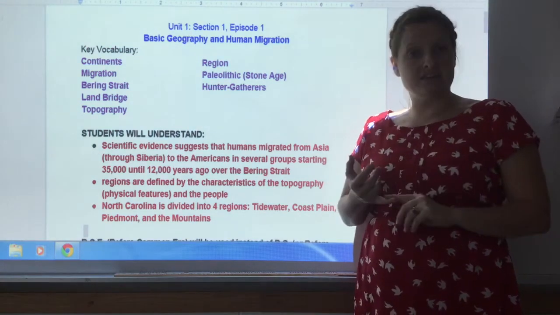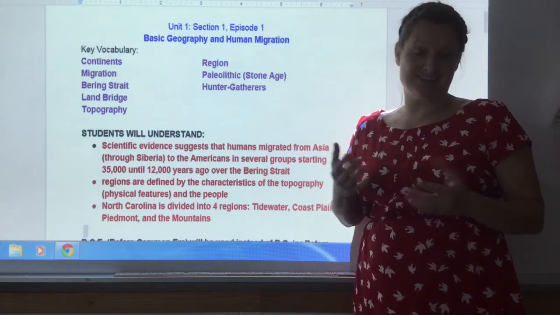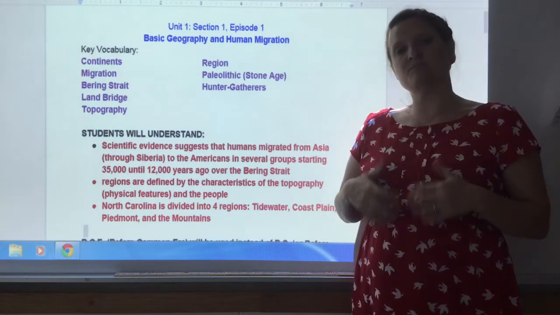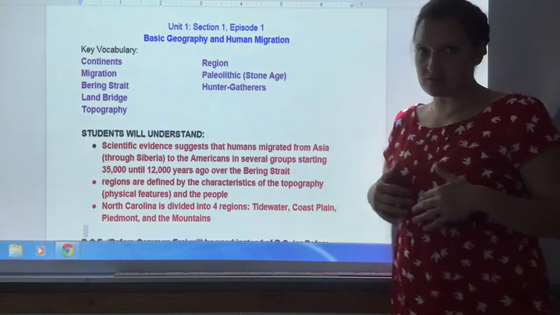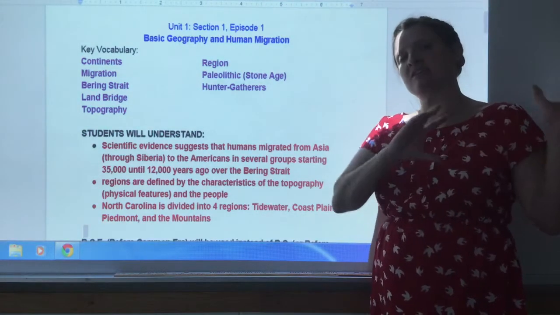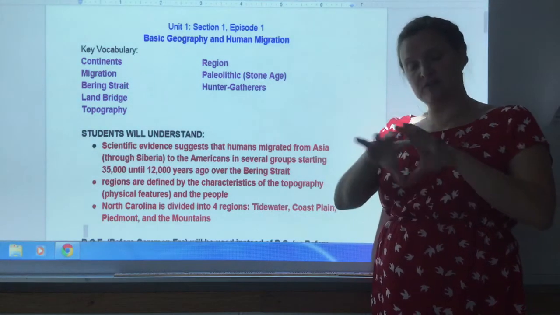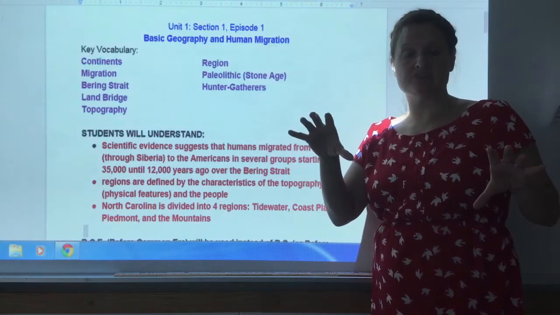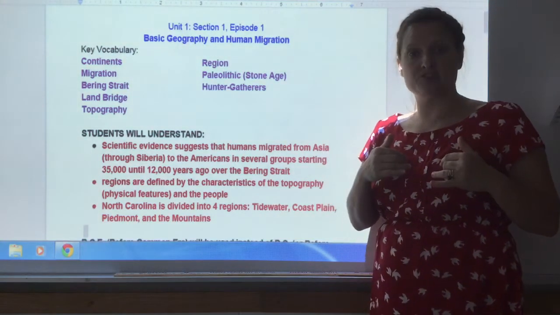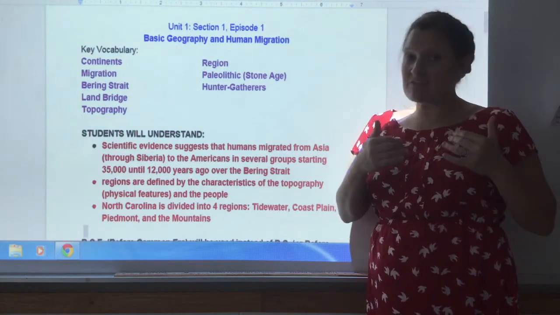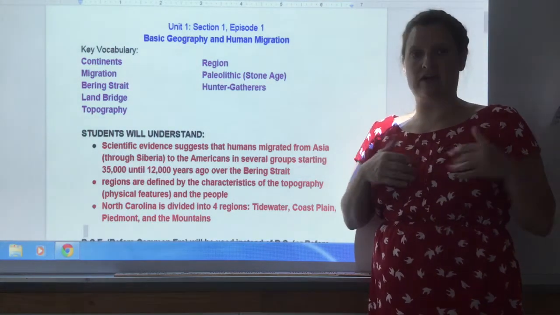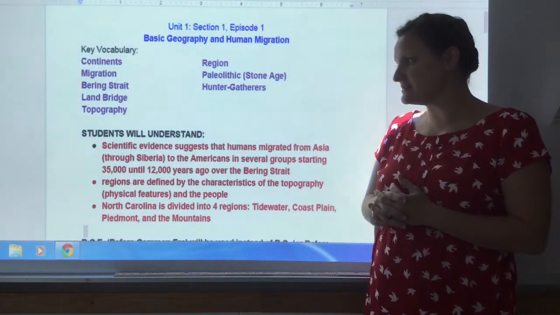One, scientific studies suggest that humans migrated from Asia into the Americas much earlier than we originally thought. We used to think that they only came over the last ice age when the land was exposed to the Bering Strait land bridge about 11,000 to 12,000 years ago. Well, now we think they came over as early as 35,000 years ago, and they started migrating into the Americas.